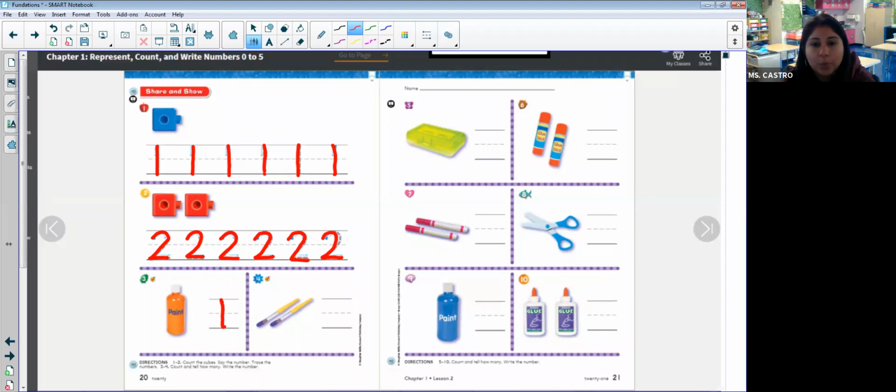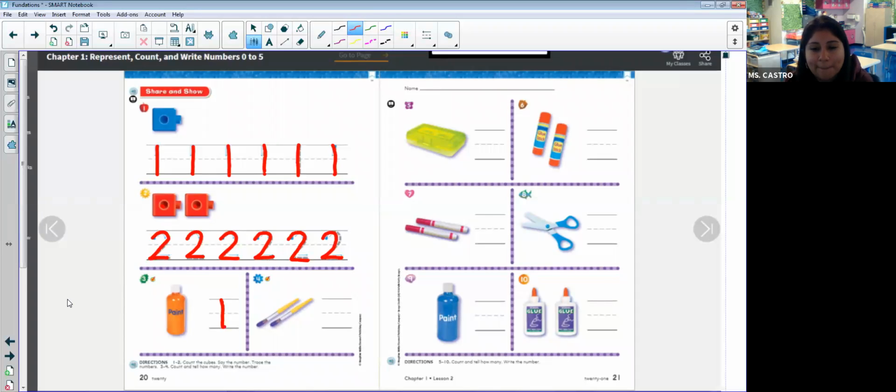The blue flower with the number 4. Raise your hand if you would like to share with us how many paint brushes you see in your math book. Remember, when you count, use your magic finger. Can you share with us, please, Rosaline, how many paint brushes do you see? You gotta unmute yourself, Rosaline.